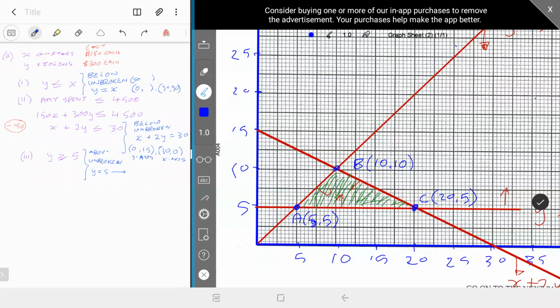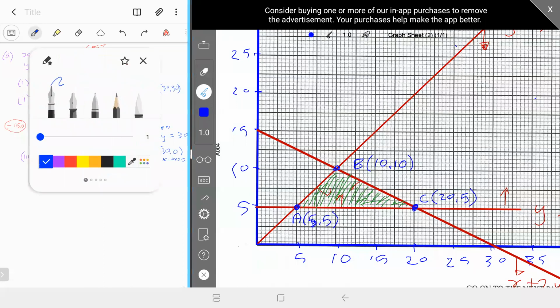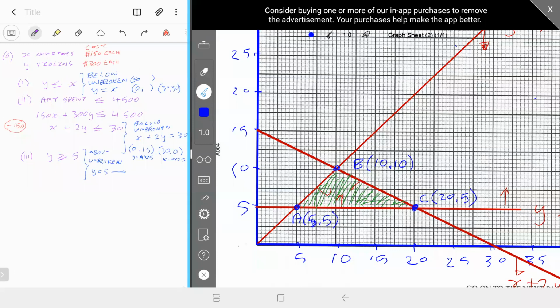The question asks us to write down the vertices. So let's come back over here. We're doing part B of the question. Part 1 of B was to draw the lines. Part 2 was the shading, to shade the common region. And part 3 was the vertices.